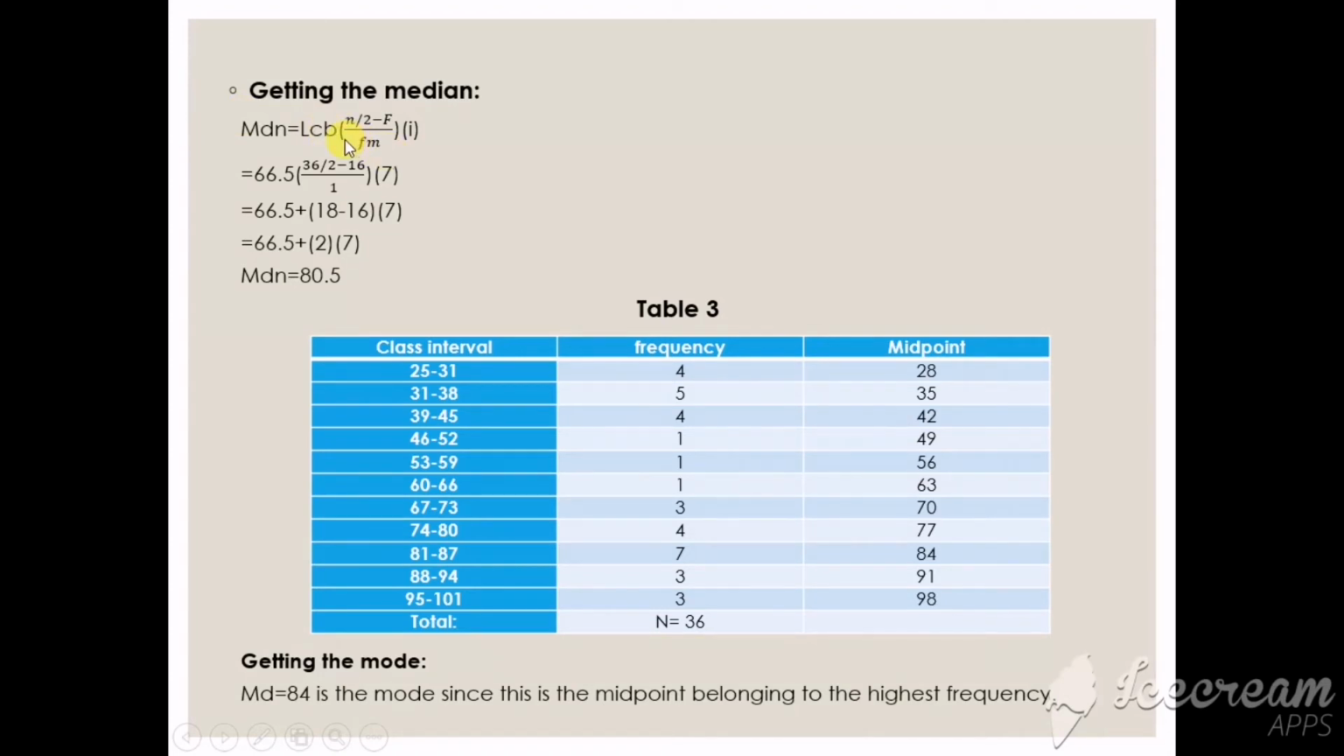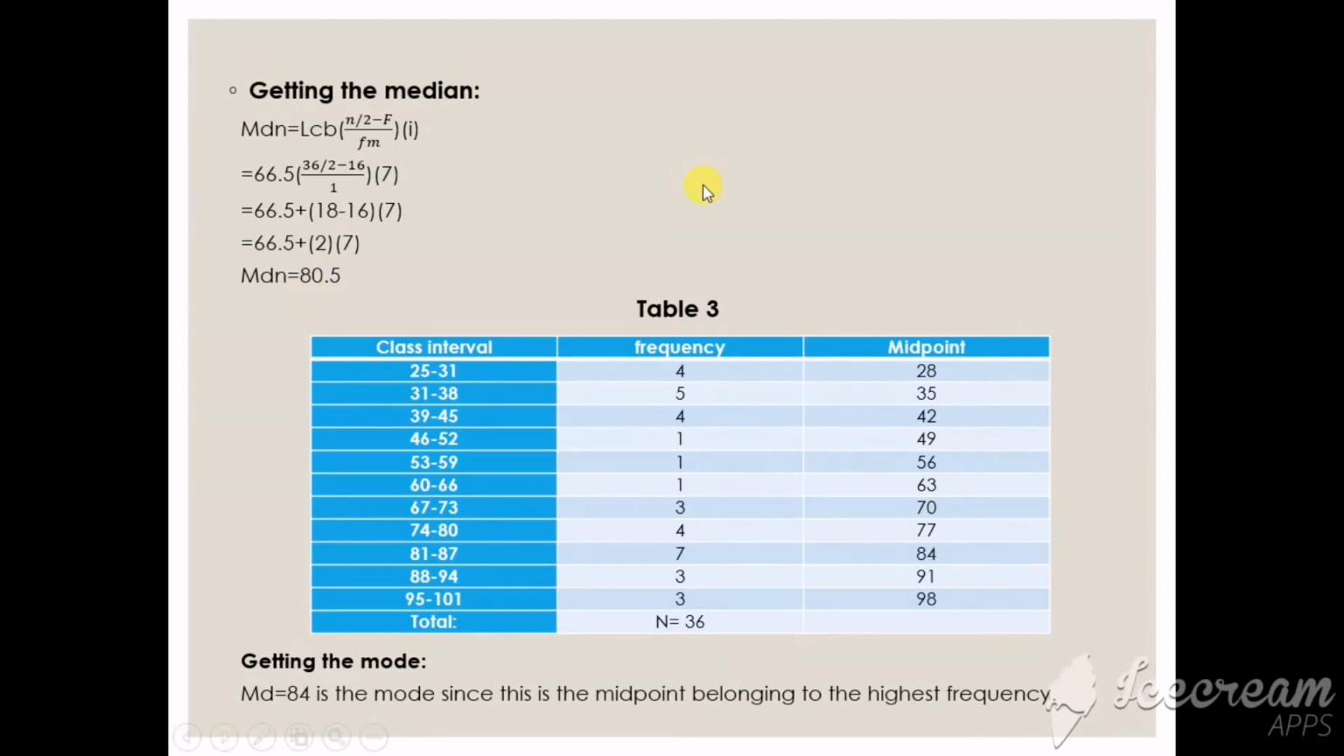So, in getting the median, we have this formula: LCB plus the value of n over 2 minus f over f of m times i. So, 66.5 plus the value of 36 over 2 minus 16 over 1 times 7. 66.5 plus 18 minus 16 times 7. So, 66.5 plus 2 times 7, meron po tayong median na 80.5. So, nakuha na po natin yung mean and median.